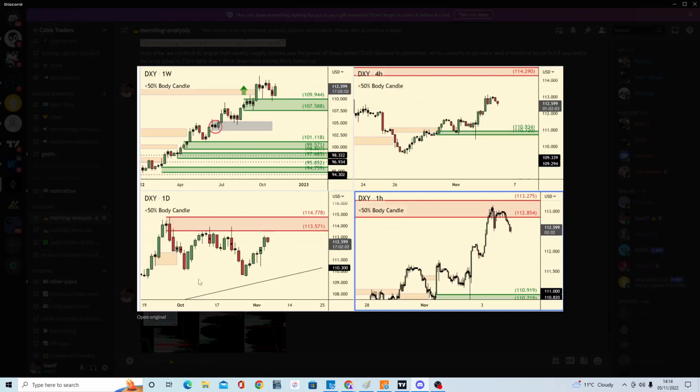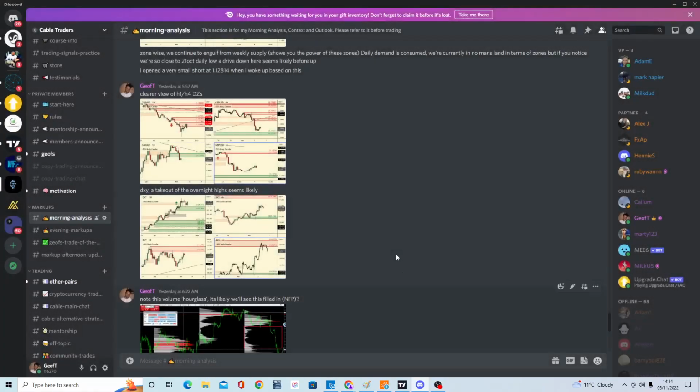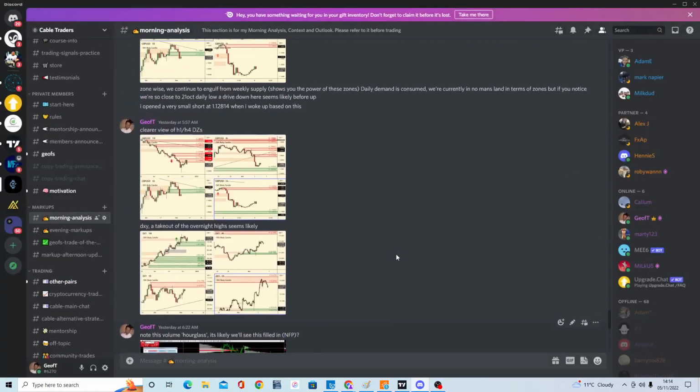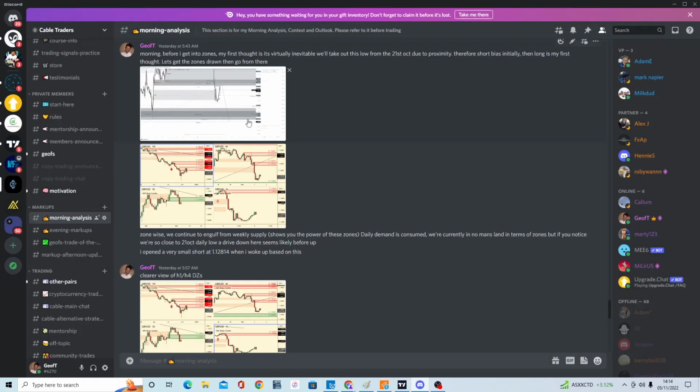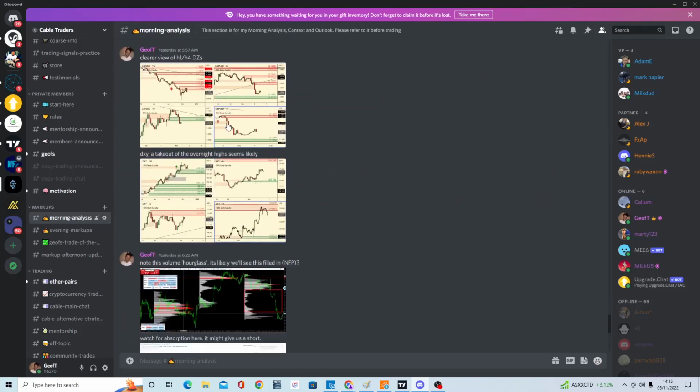It's almost a mirror image, kind of sideways on daily. This is a manipulation range. Eventually both sides of this range will be taken out. 4 hour, 1 hour trending up. Okay, so kind of a short bias because of this liquidity target.